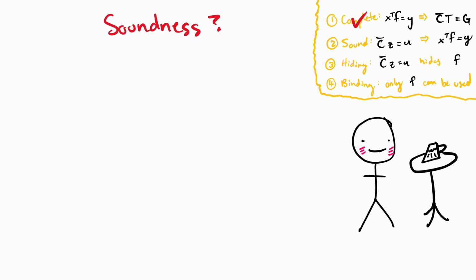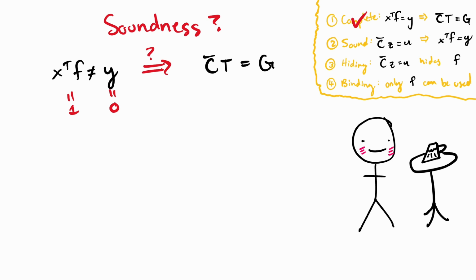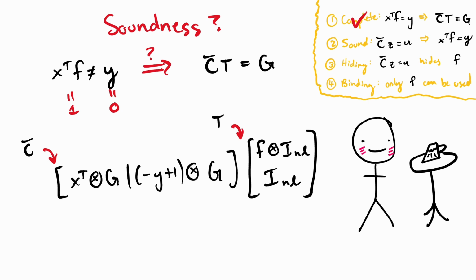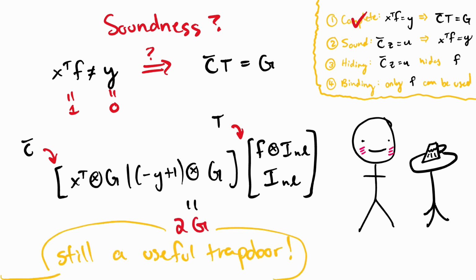Soundness? Okay, another way to look at soundness is like, if x transpose F is not equal to Y, can I still efficiently pre-image sample Z? The way we know how to efficiently pre-image sample is if we know a trapdoor exists. So let's try this out. Let's say we have 2 different values for the function and the supposed output. What happens when I plug this into my matrix? I have C bar and T, and this is what the output looks like. And oh no, I get 2G, and this is still a useful trapdoor.